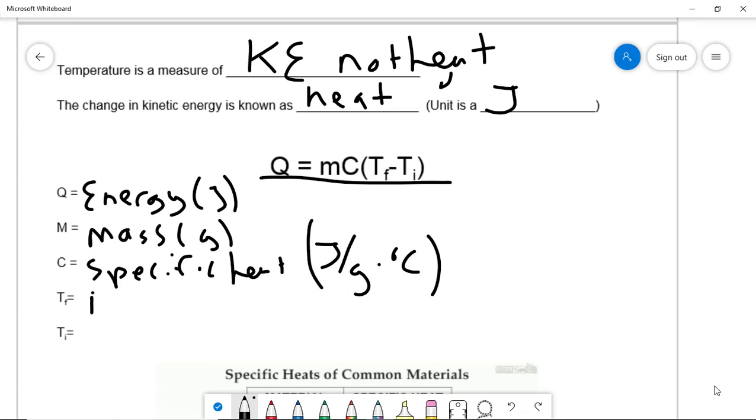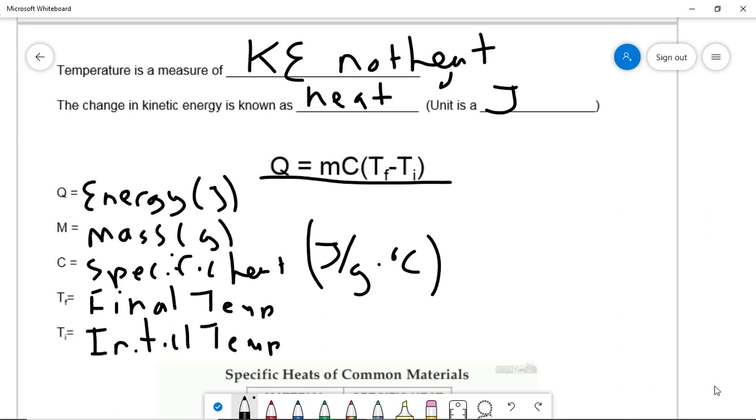TF is your final temp, and TI is your initial. We can simply plug those numbers in and solve for any one of the variables that are there. We'll give you 4, and you can solve for the 5th.